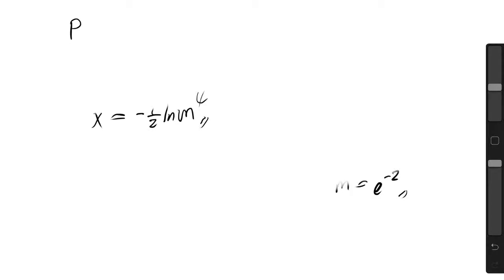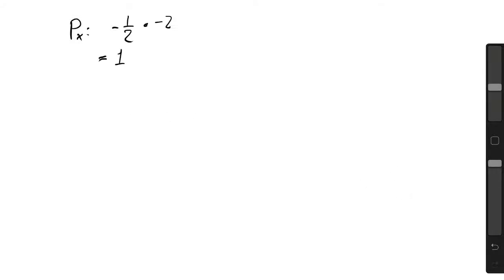And so we know that for point P, x is minus a half. Natural log of e to the minus 2 is just minus 2, which means that we have p(x) is 1. So that's the important bit that we've collected, which means that we now only need to care about integrating the equations between that point and the origin.